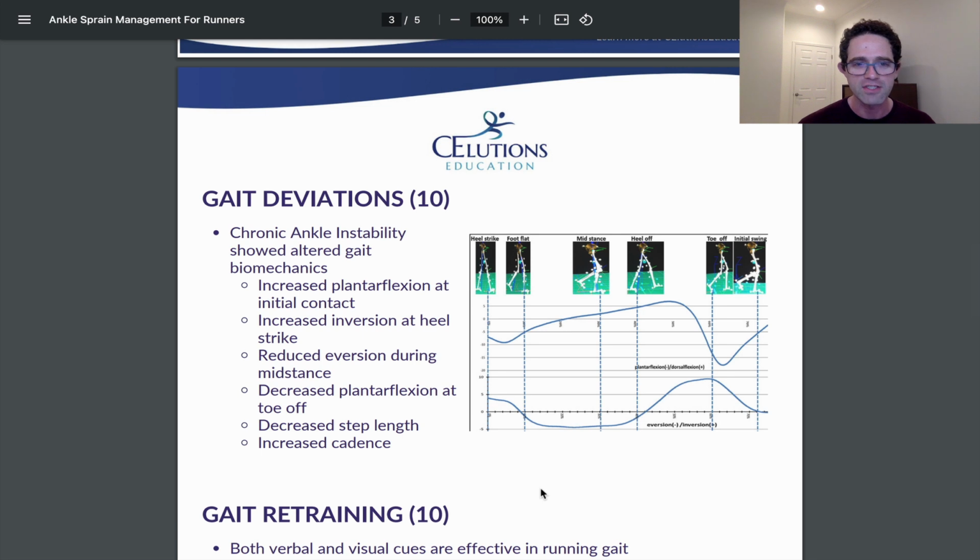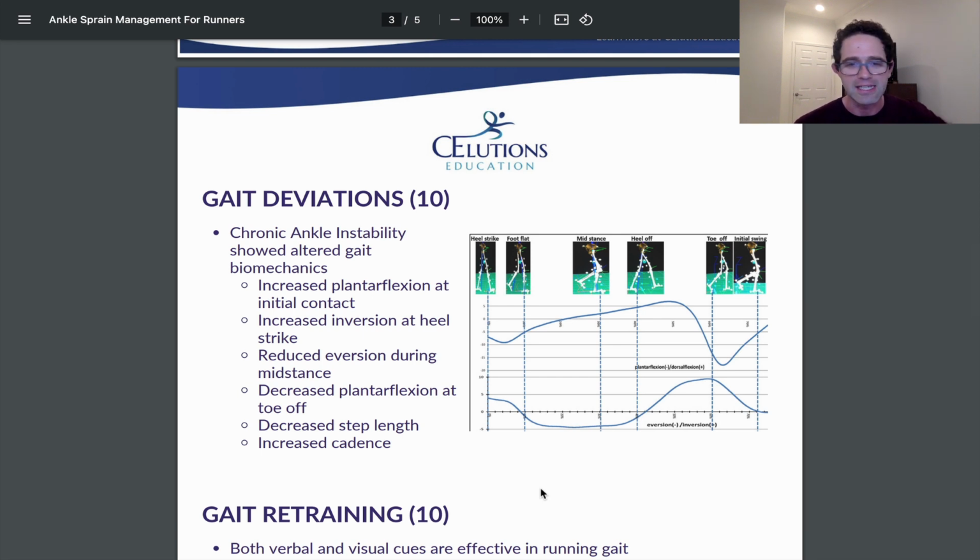We also see these runners having an increased inversion at heel strike. So when they're landing on the ground, they are inverting quite a lot because that is the position that's going to be a little stronger for them. The problem is that that inversion can cause another ankle sprain. We want to be very careful with how much inversion this runner can do.